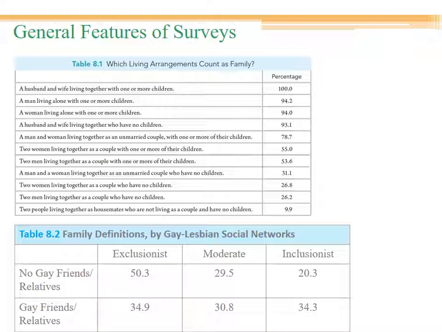Here are 2 tables. We've already seen Table 8.1 at the top. Table 8.2 at the bottom describes how people define families depending on whether or not they have gay friends or relatives. Which of these tables is a descriptive analysis and which is an explanatory analysis?